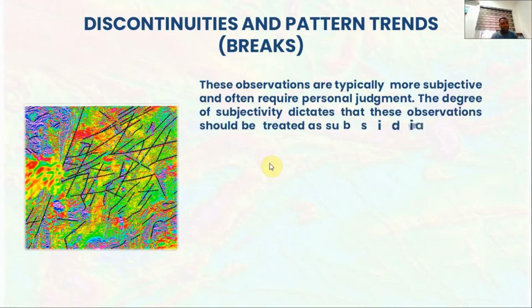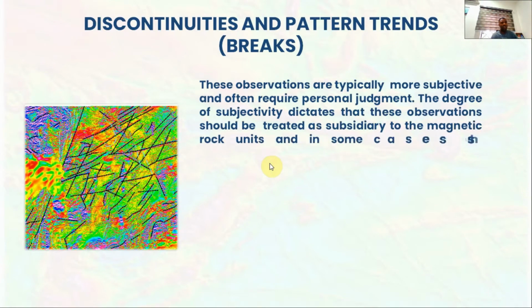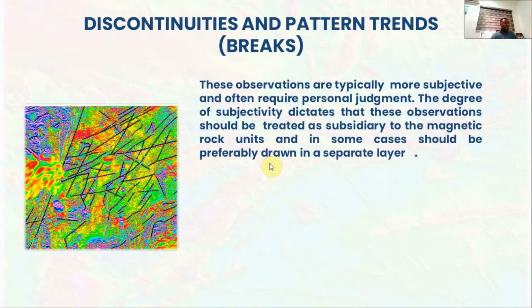However, they are just as important as the magnetic rock unit in documenting whatever the interpreter sees in aeromagnetic data, as opposed to what they interpret geologically. The degree of subjectivity dictates that these observations should be treated as subsidiary to the magnetic rock unit, and in some cases it is preferable to draw them on a separate paper. So that is just it.